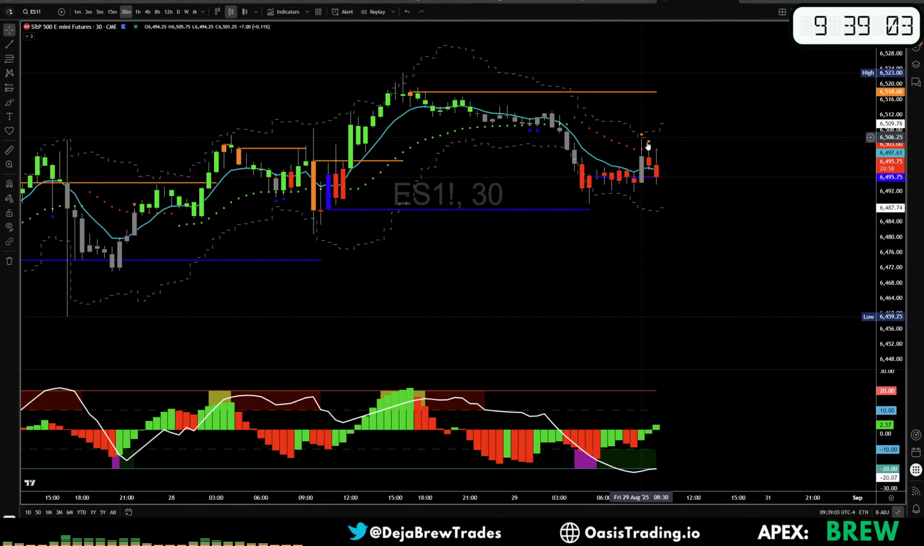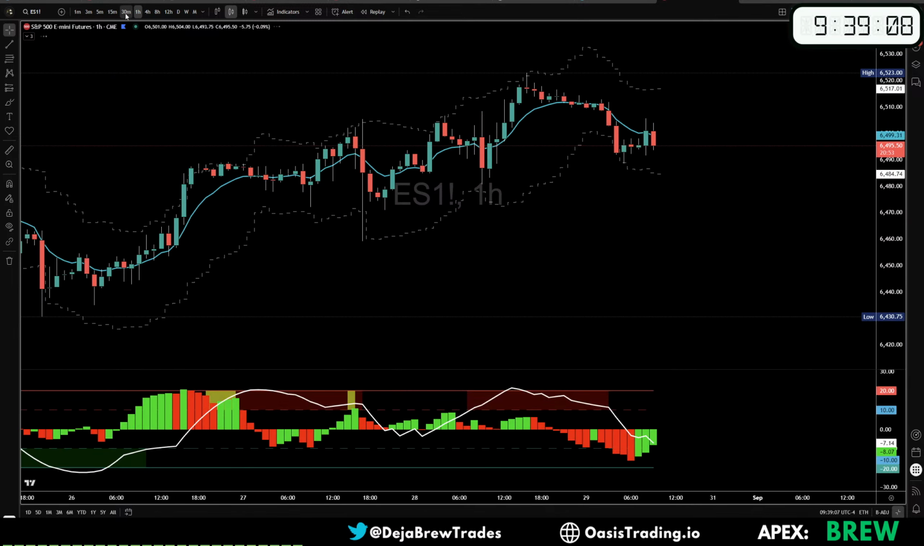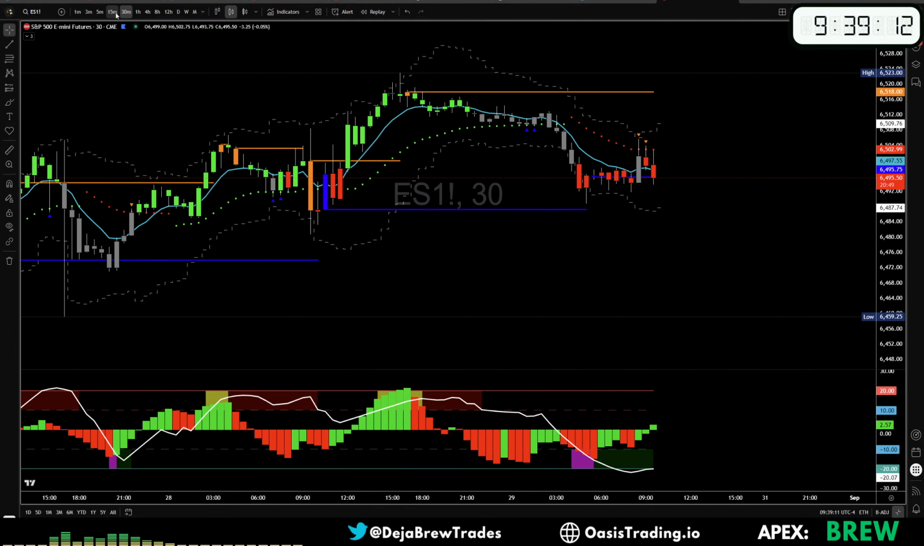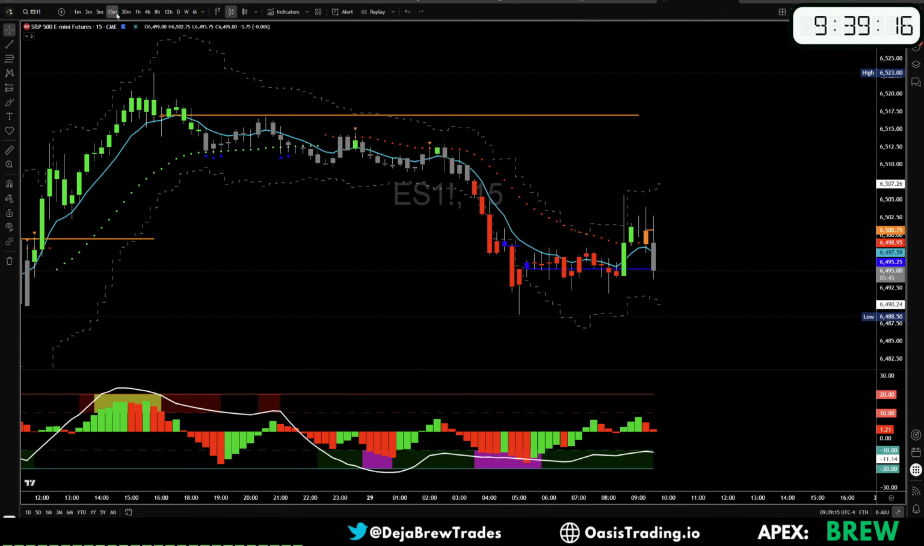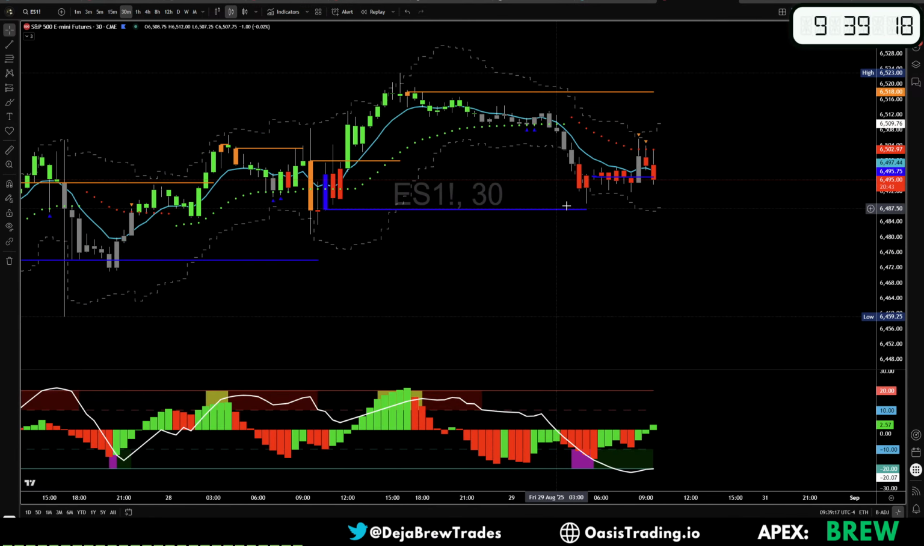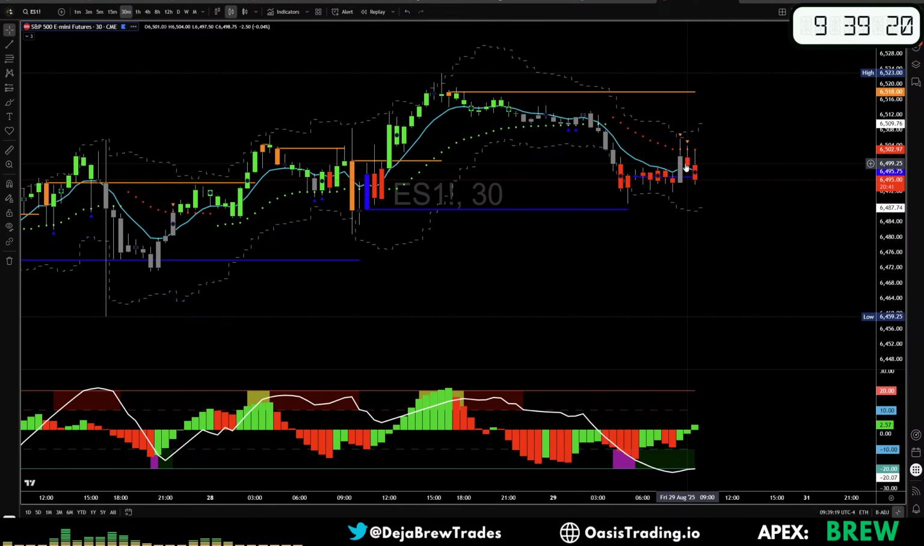Keep an eye on the 30-minute trail. We are getting some sell signals there, holding us down a little bit. 1 hour is also red. 15 also red, yep. So the middle time frames are pretty red here.